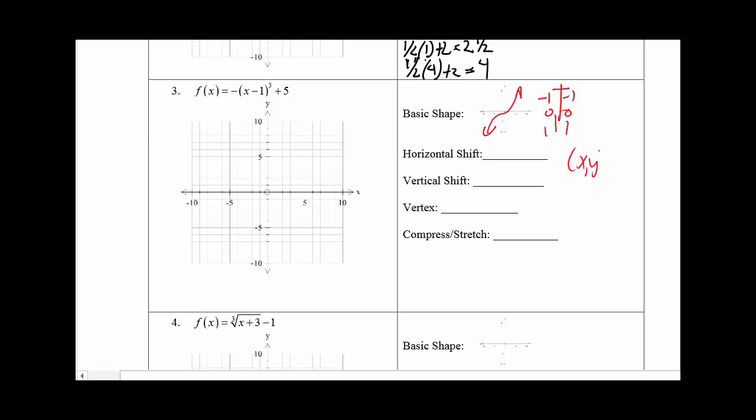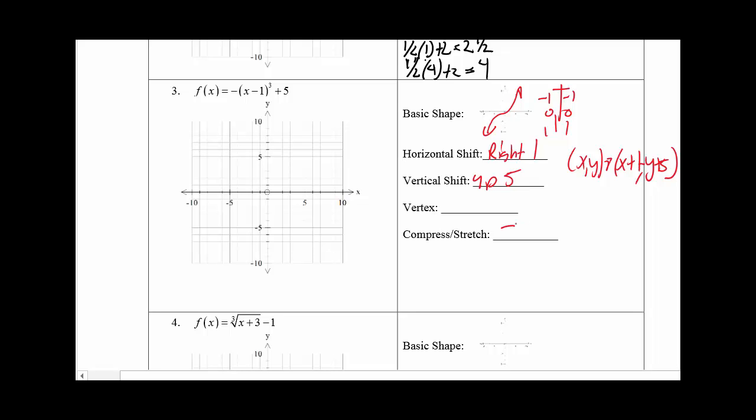Let's see, what would our mapping be? The only thing that's changed in the x's is that it says x minus 1, but that means we're actually adding 1 to all the x values. That means we're going right 1. Vertically, we got a negative out front and the plus 5 at the back. So negative y plus 5 would be how all those y values are changing. So vertically they are shifting up 5.